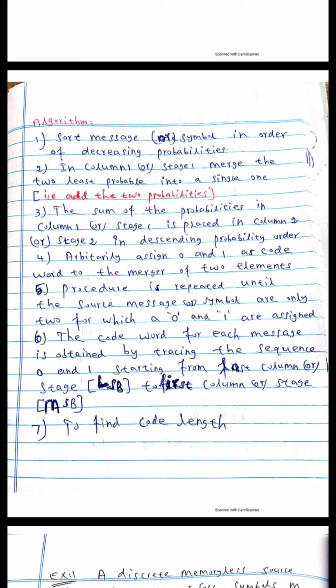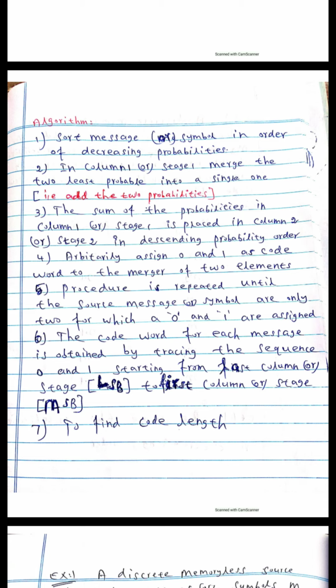Similarly to Shannon-Fano coding, in the first step, sort the messages or symbols in order of decreasing probabilities. Second step, in column 1 or stage 1, merge the two least probable into a single one. That is, add the two probabilities, the summation of the two least probabilities.